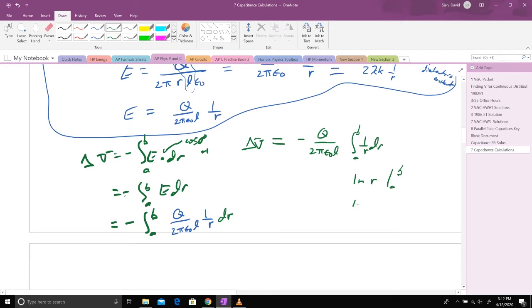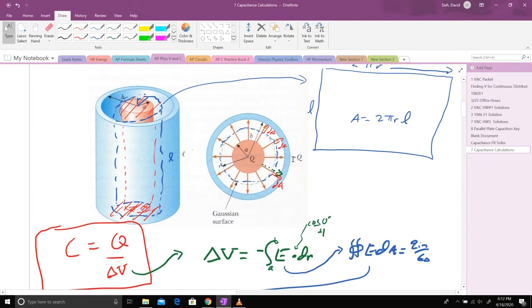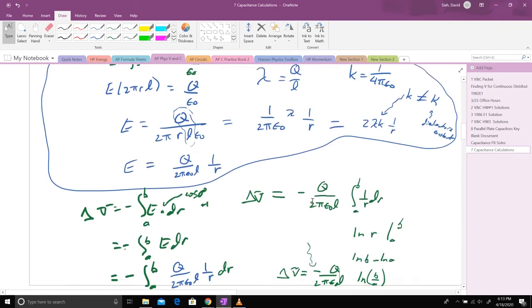If I go ahead and do that, that'll be the natural log of final minus initial: natural log of B minus natural log of A. And a special property of logs, you might remember, is that when I have a subtraction of things with the same base, I can just turn that into a division. So the natural log of B over A is what that integral part comes out to be. Out in front, I've got this negative Q over 2 pi epsilon naught L. And that is my delta V going from A to B. You'll notice I'm getting a negative answer, and that's okay because I'm going from the positive plate to the negative plate of my capacitor. I'm going from high V to low V. It should be a negative delta V.